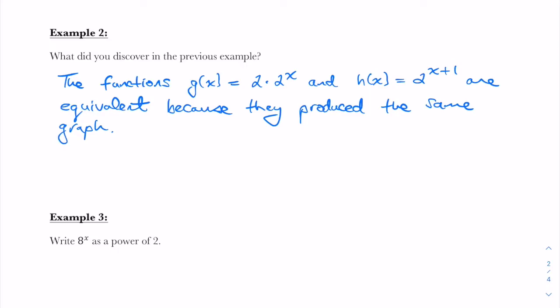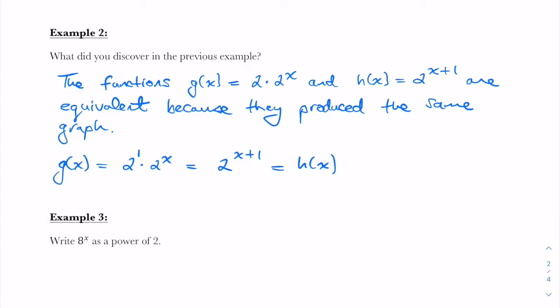We can also show that they're equivalent algebraically. For instance, consider g of x. This is equivalent to 2 multiplied by 2 to the x. But the 2 is really to the exponent 1, and you can use your exponent rules that we reviewed in lesson 1. When you're multiplying powers of the same base, keep the base and add the exponents. And in doing so, you're going to notice that this is exactly the same as the function h of x. So here we've shown two different ways why these functions are equivalent.